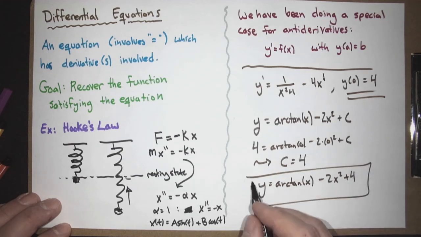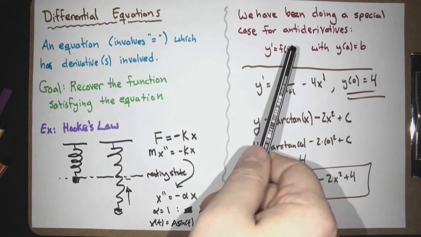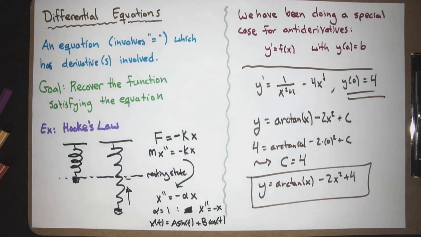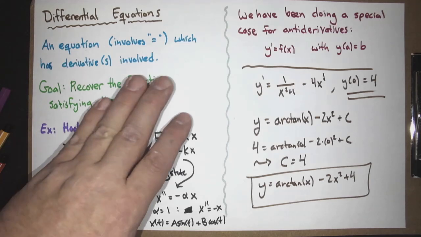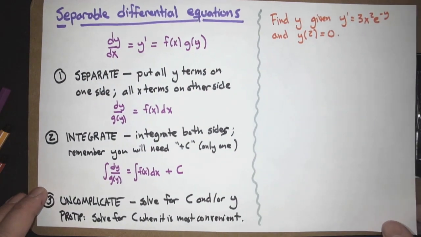So this is the kind of differential equation we've already been doing. But that's when we have y prime equals function of x. The thing is, we might have something more complicated. We might have something where there's not just x's, there's also y's. So we're going to look at a very nice case, which is what's called separable differential equations.